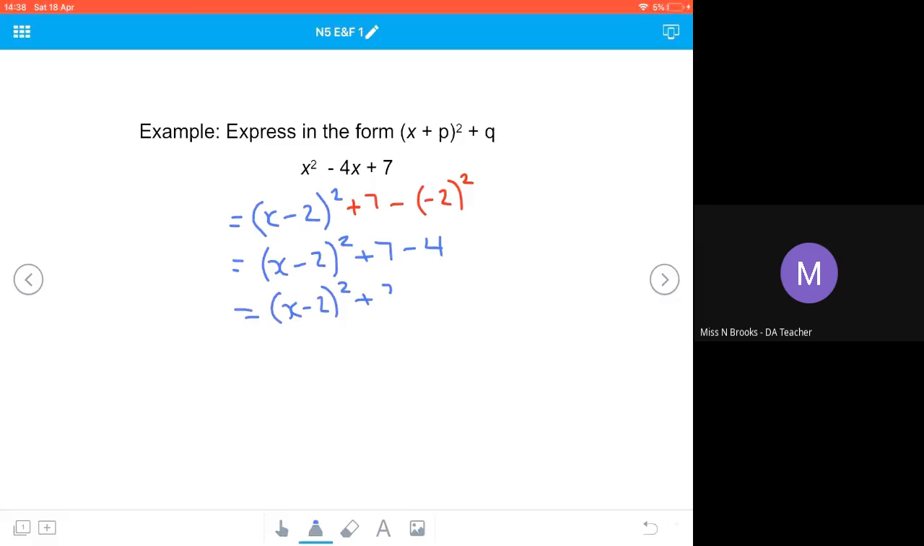Now, if you're not sure whether or not you've got the right values, there's nothing to say that you can't do your expanding and work backwards to do a check. So I'm going to do a check over here, and I'm going to expand my x minus 2 all squared plus 3. So I know that that's going to give me x squared minus 2x doubled is minus 4x plus 4 plus 3. And when I gather my like terms together, I've got x squared minus 4x plus 7, which gives me what I started with.